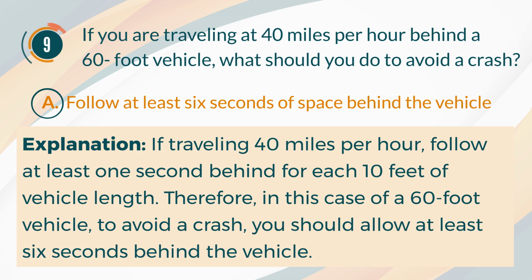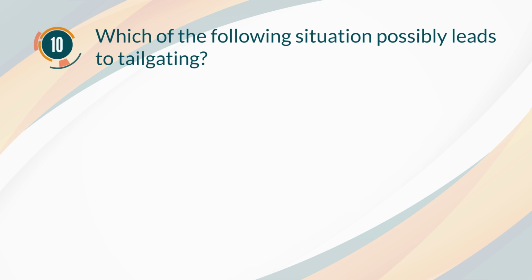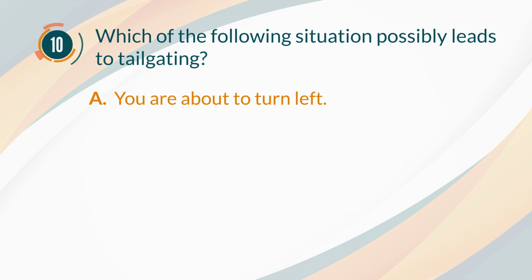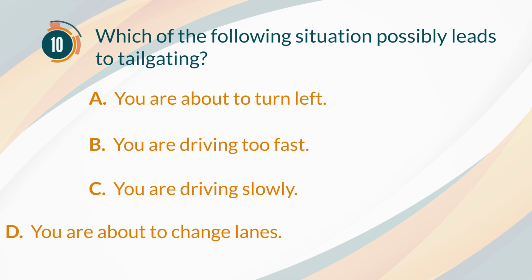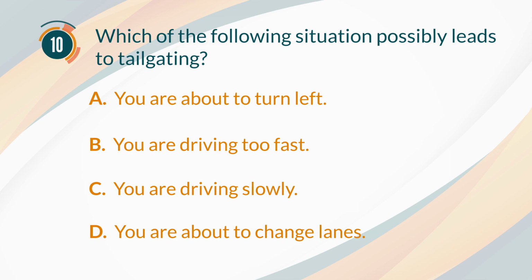Number 10. Which of the following situations possibly leads to tailgating? A. You are about to turn left. B. You are driving too fast. C. You are driving slowly. D. You are about to change lanes.